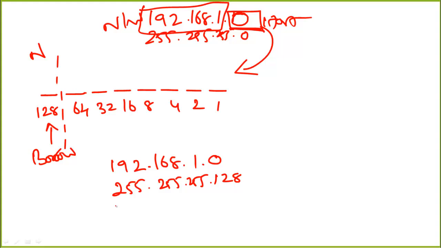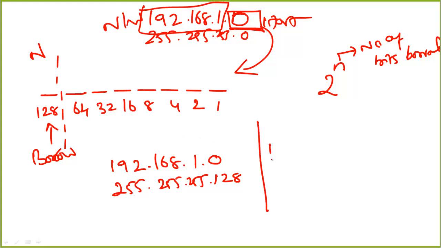So another thing that happens here is when I borrow one bit, my network will get split into two. This is based on the formula 2 power n, n being the number of bits borrowed. So 2 power 1 is 2, which means my network will get split into two. So what will be the next network?